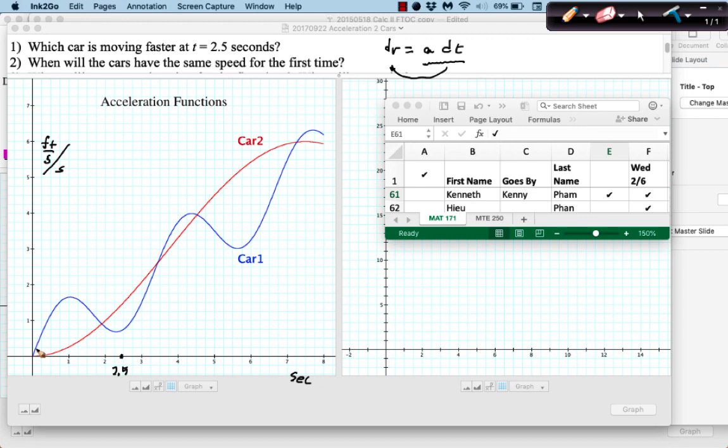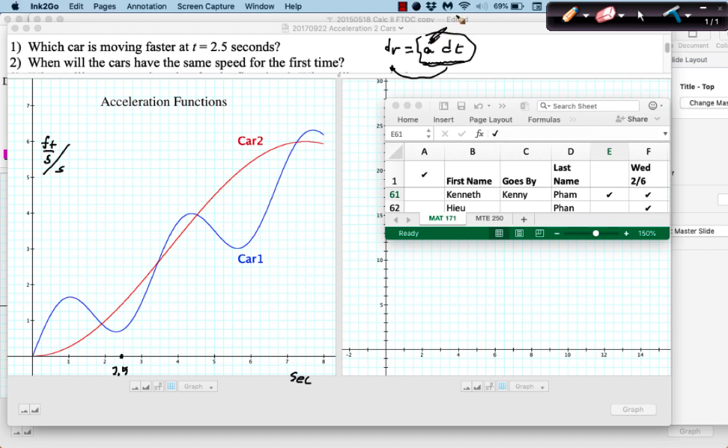Car 1, because its acceleration is much higher. In calculating those little changes in speed, from 0 to 2 we'd have much greater changes in speed for car 1 than car 2 because its acceleration is higher. There's a little bit here where car 2 is greater, but not enough to overtake what's already happened. So you should be thinking car 1, because if we accumulate those changes in speed by taking a times dt plus a times dt plus a times dt, the blue graph would give us a greater sum total because all of these are higher on the blue graph.